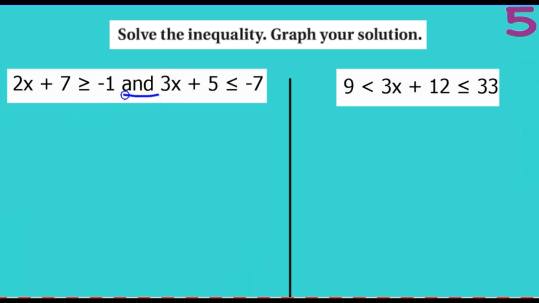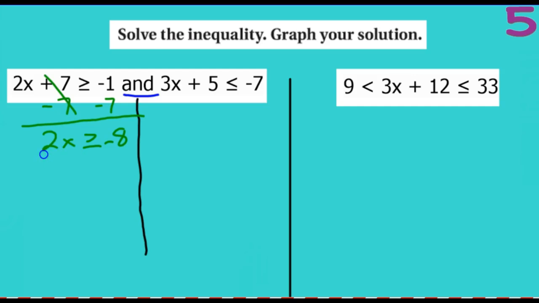Alright, here we have an "and" inequality, but it's not put together. So we're still going to solve each of these sides individually. I'm going to put a line down the middle so I know to solve them separately. So I'm going to subtract 7. So we have 2x is greater than or equal to negative 8. Divide by 2. And we have x is greater than or equal to negative 4.